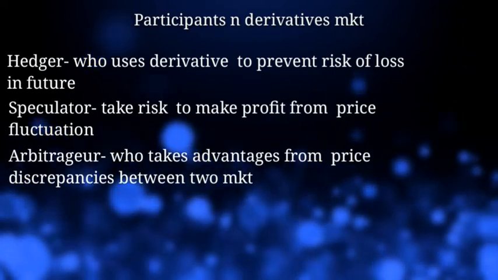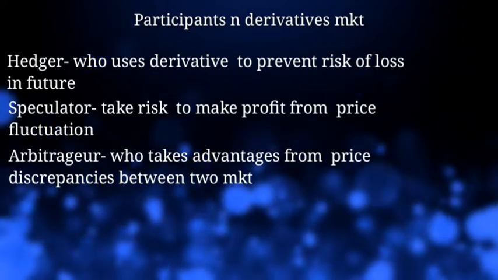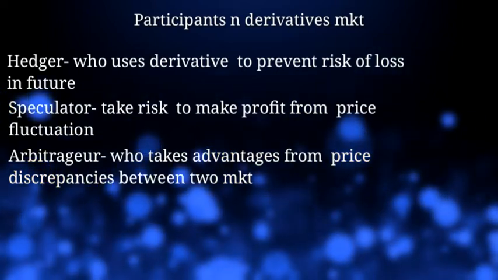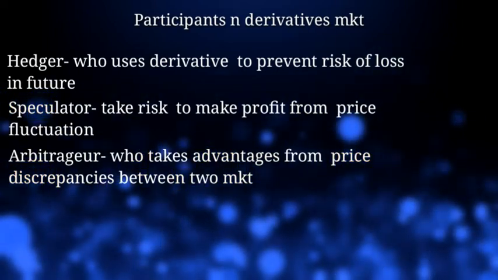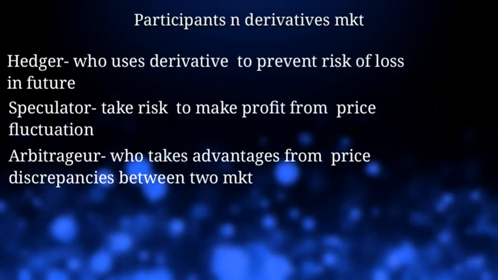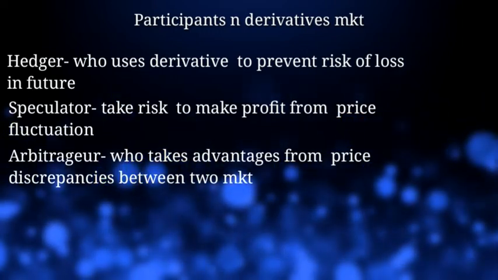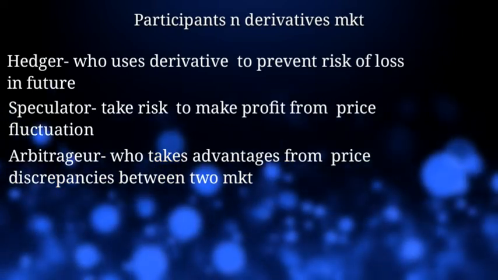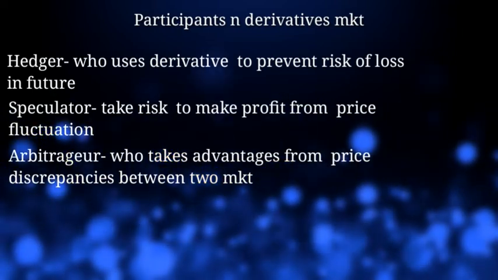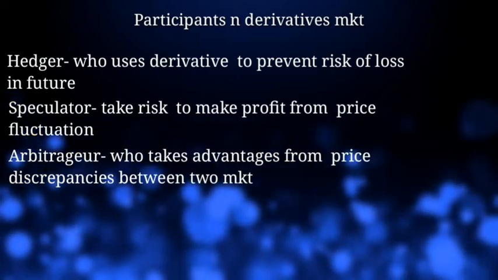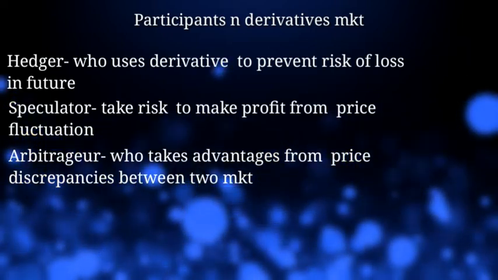Speculators are those who are willing to take risk. They take risk to make profit from price fluctuations. Thus, their main objective or their main motive is to make money out of the risk assumed. Okay, so they accept risk in the expectation of a return. So they forecast the future economic conditions. Here is the difference between hedgers and speculators. Okay, the motive of hedgers is not to make profit but to reduce or eliminate risk.